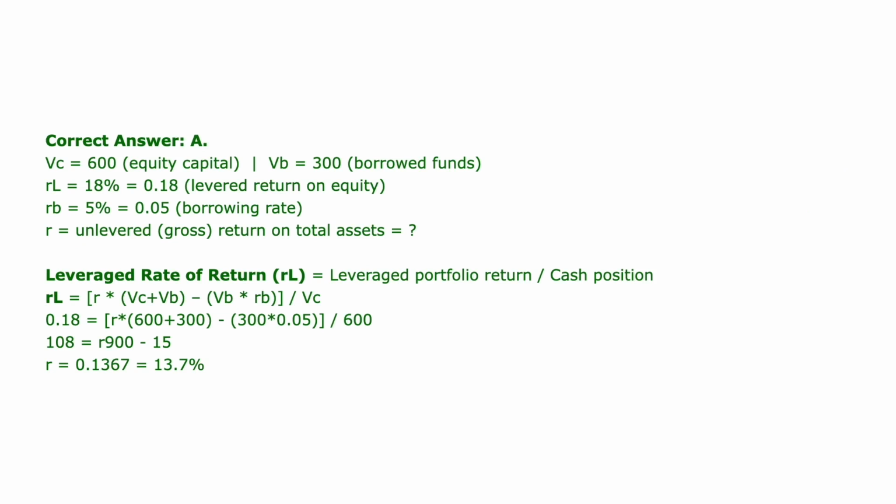The leveraged rate of return, RL, is calculated by dividing the net profit by the cash position, VC, which represents the investor's actual equity, rather than the total value of the assets. Because the unlevered return, R, equals 13.67%, which is higher than the borrowing rate, RB, equals 5%, the leverage magnifies the return, resulting in a significantly higher leveraged return. RL equals 18%.